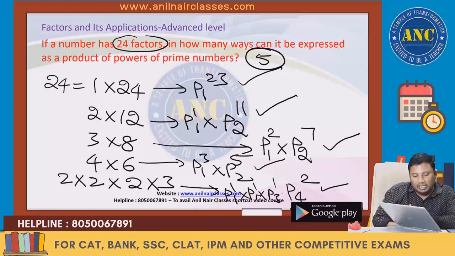P1 power 23. P1 power 1 into P2 power 11. P1 power 2 into P2 power 7. P1 power 3 into P2 power 5. P1 power 1 and so on. Total 5 ways are there. I hope it is clear.